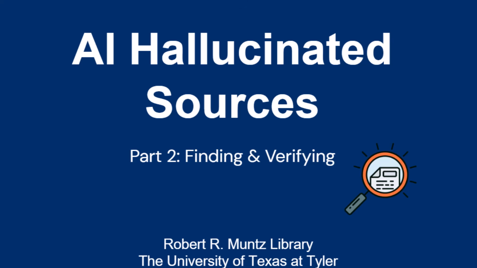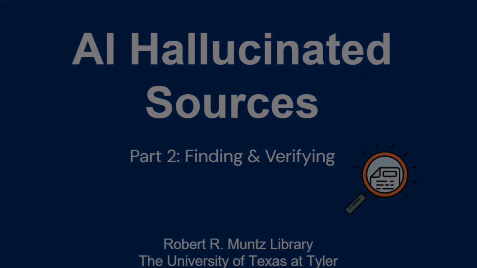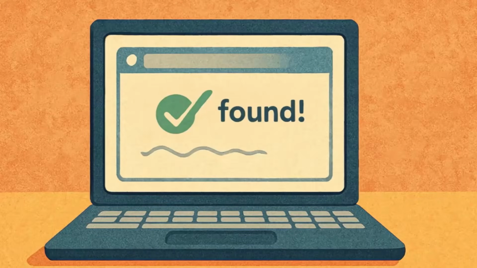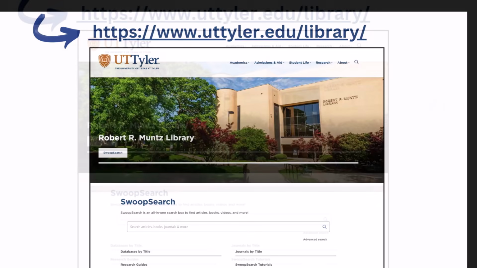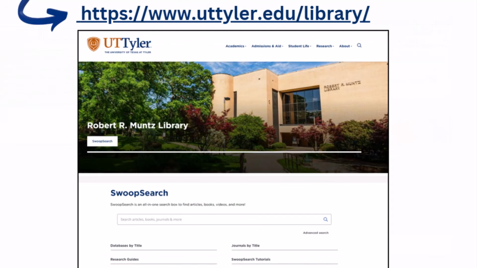Now that we know what AI hallucinated citations are and why you should be wary of fully trusting citations provided by generative AI, let's talk a bit about ways you can reliably check whether a citation is real or not. A great first place to check is the Muntz Library. Because our library subscribes to thousands of journals, it is a great place to verify that the article you've gotten from your AI prompt is valid, and if it is, you can find the full text of the article.